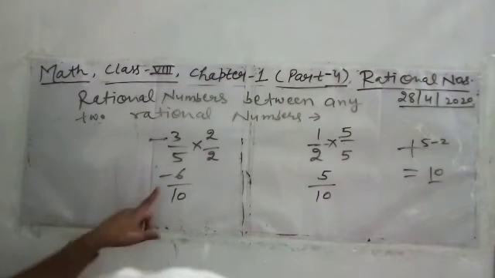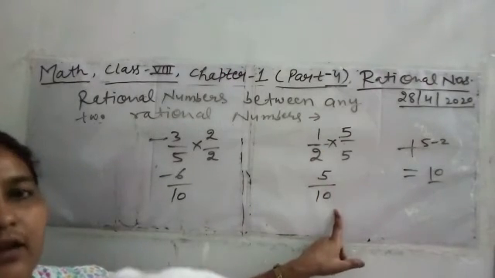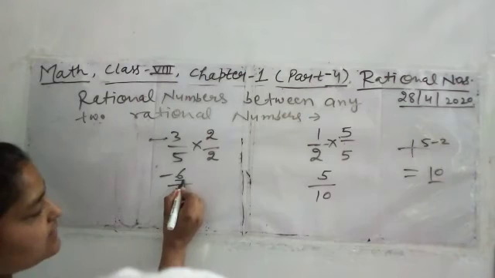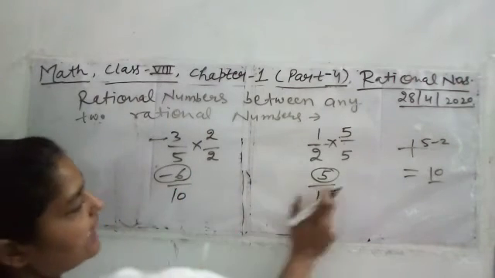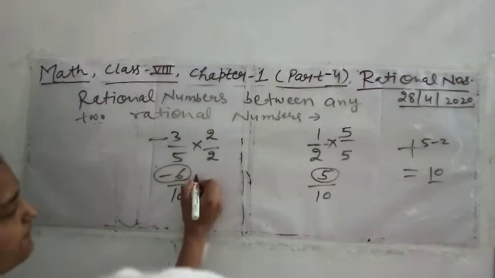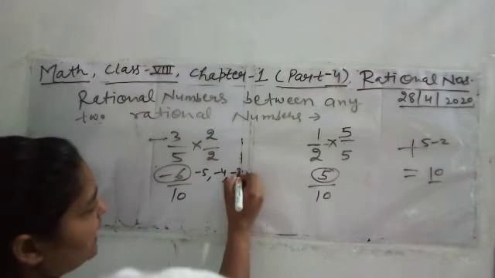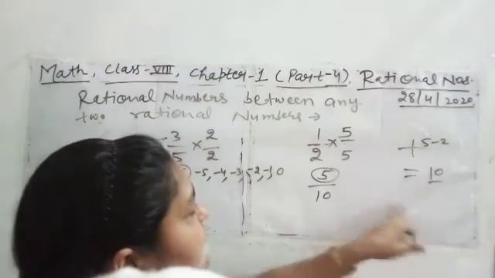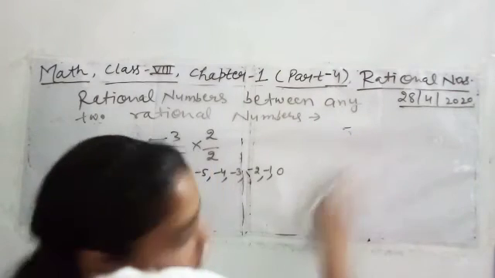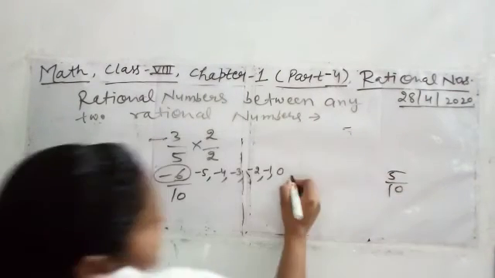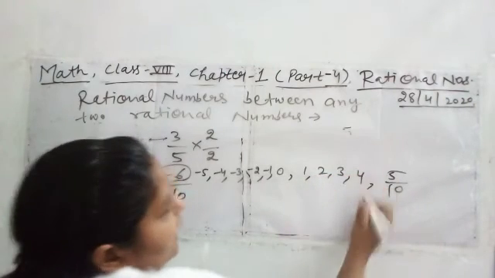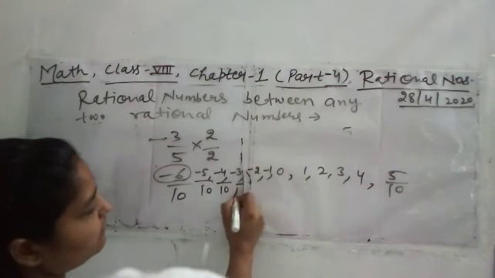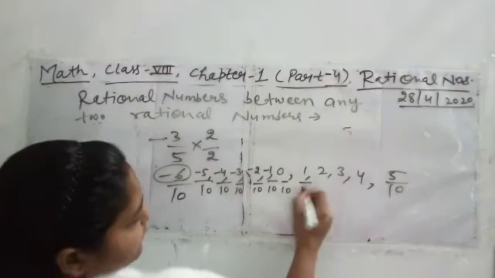Now the numbers you got are minus 6 upon 10 and 5 upon 10. Now your denominators are equal. No need to look at the denominator, just see minus 6 and 5. Between minus 6 and 5, how many numbers are there? See, minus 5, minus 4, minus 3, minus 2, minus 1, 0, then 1, 2, 3, 4. These are the numbers between minus 6 and 5. The denominator 10 you can apply as it is with all the numbers.